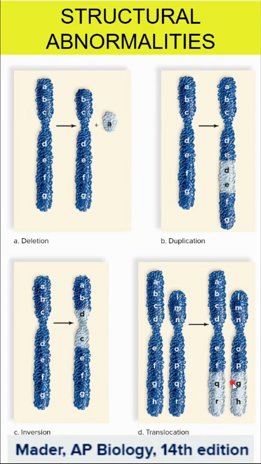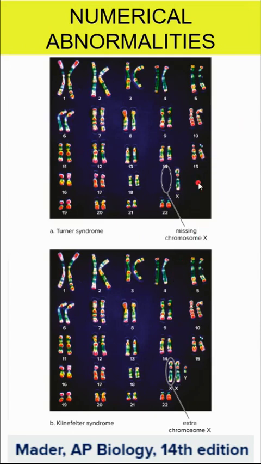It almost looks like crossing over, but again, you would not cross over on chromosomes that are not the same chromosomes. So again, all of these are going to cause major problems. We also have numerical abnormalities that lead to nondisjunction.